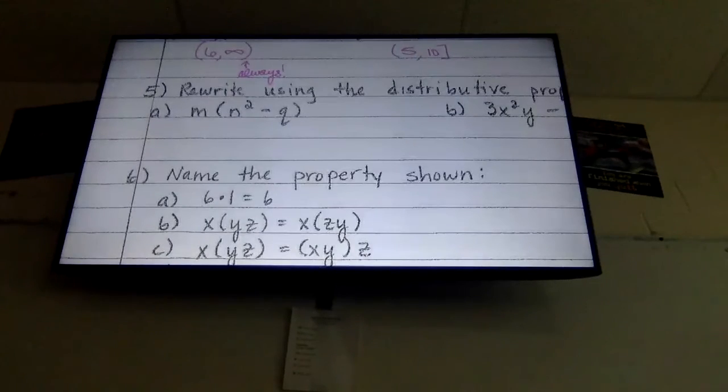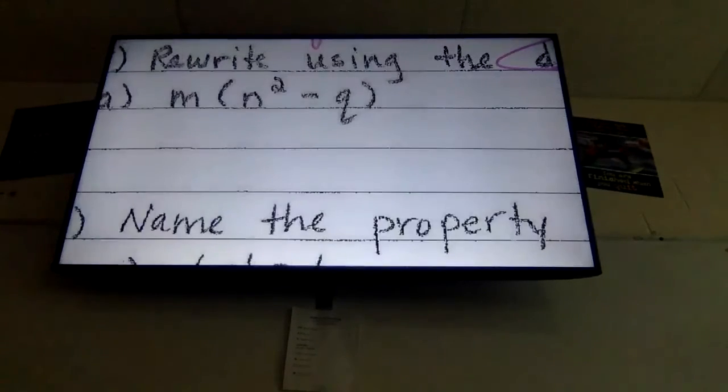All right, now I've got some distributive property. This is old hat, right? You guys are good at this. The first one, you're just going to distribute that m throughout. See what we're going to get. So shoot your arrow, distribute m, multiply it by everything. m squared minus m times q.